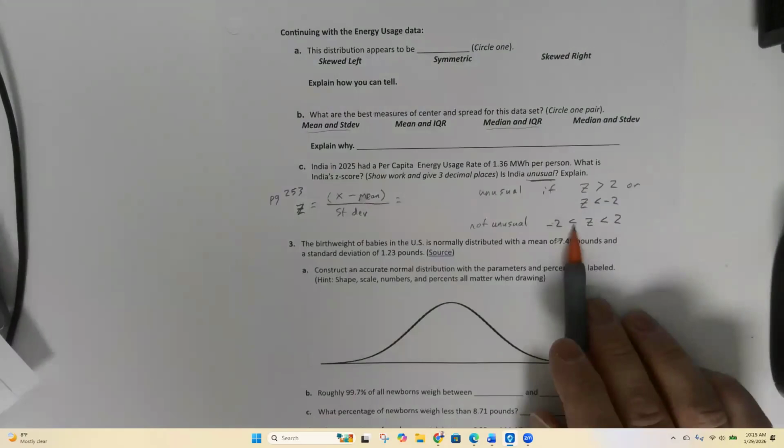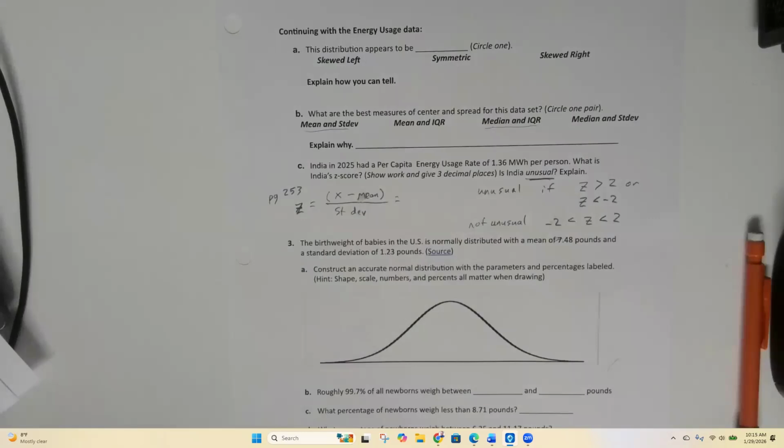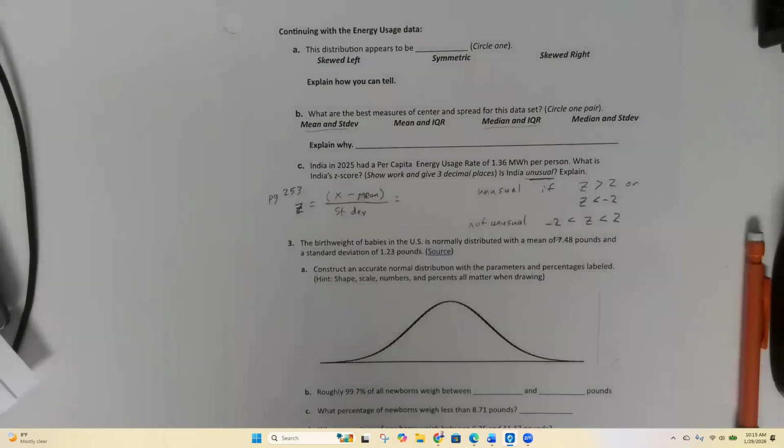Now, we're going to play pretty fast and loose with less than or equal. What if it's exactly equal to 2? I'm not going to worry about that. That's never going to happen. If it does happen, then we'll say maybe it's usual or unusual. I don't care. And this is going to be true throughout the class, that we're not going to pay too much attention to whether you're using greater than or greater than or equal to. But there you go. All right, let's move on.